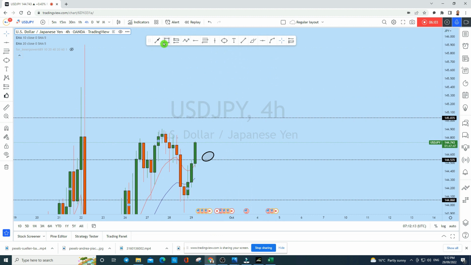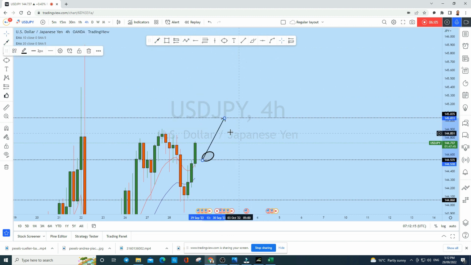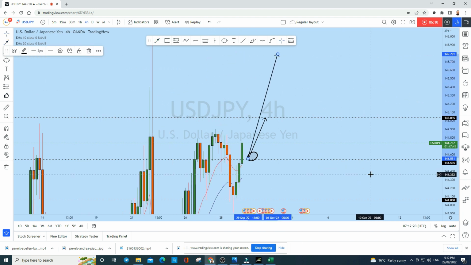From this zone, according to the rules of our strategies, we'll take the first target in this zone, and then we'll keep running the trade for a bigger profit target to take this move to the upside with our students, with a high probability trade setup.